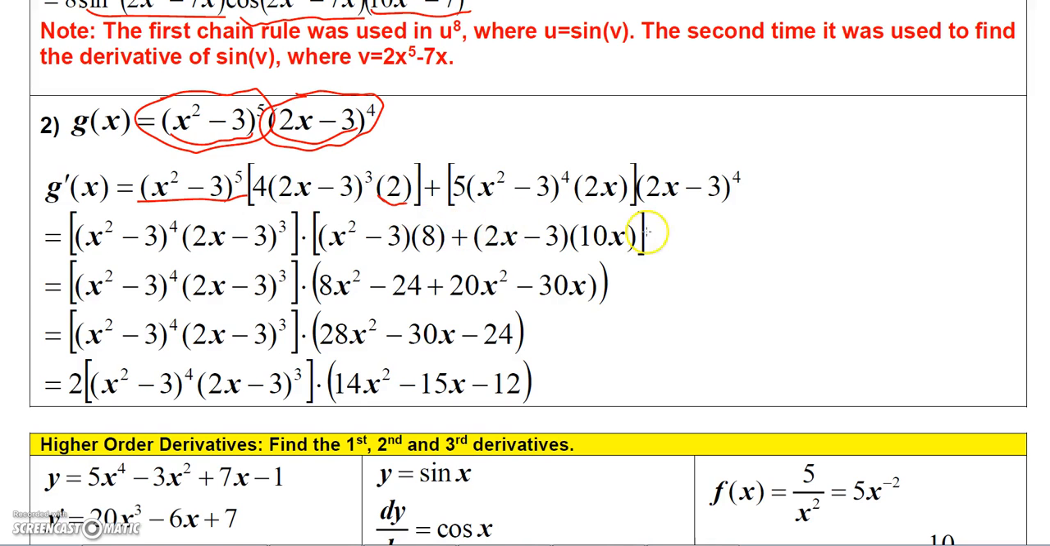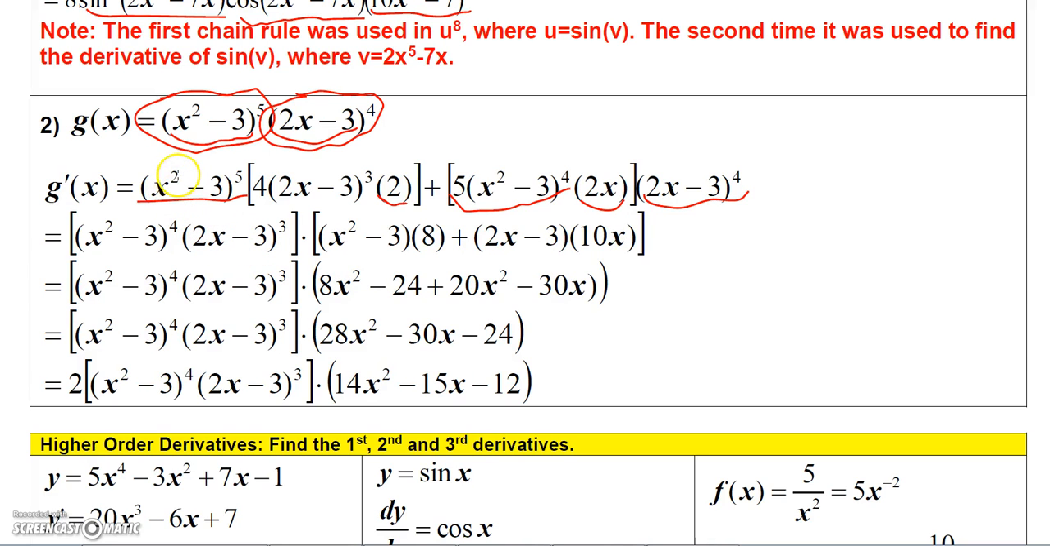Now the next term, I'm going to take v, so here's v, and then multiply times the derivative of u, which would be the derivative of x squared minus 3 to the fifth. That would be 5 times x squared minus 3 to the fourth, but then I have to multiply by the derivative of the inside, the derivative of x squared minus 3, which is 2x. Now the rest of this is just cleaning up the algebra.